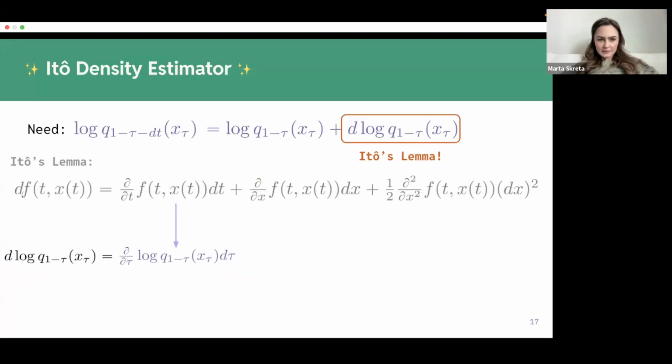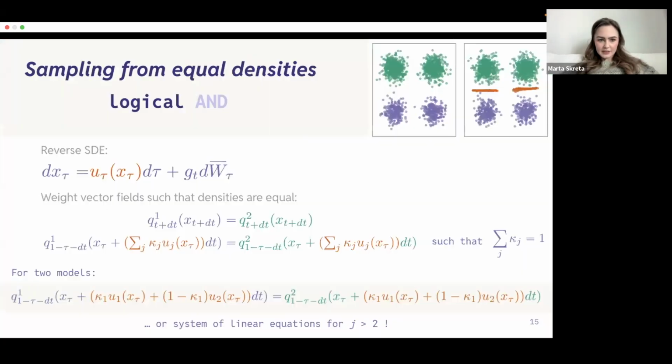Maybe this will give a clear example. Let's say that we want to sample from the AND, which is equal densities. We want to compute the kappa value such that the densities are weighted equally. So we want to compute how to weight the vector fields. These vector fields are a combination from every model. So we're getting the score from every model, and then we are figuring out how to weight them proportionally.